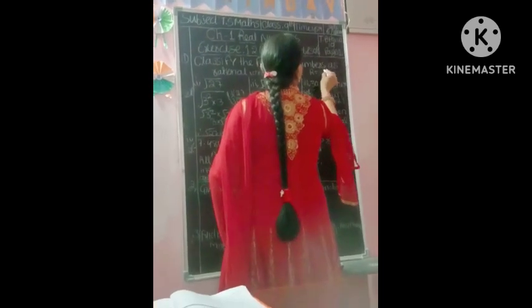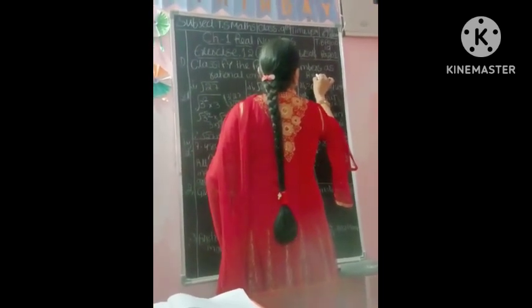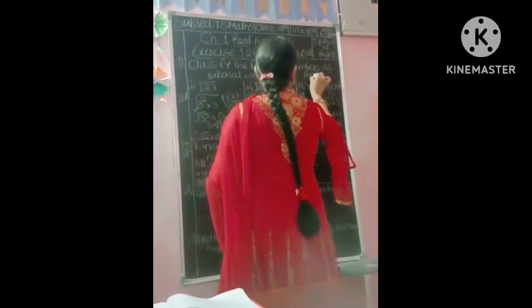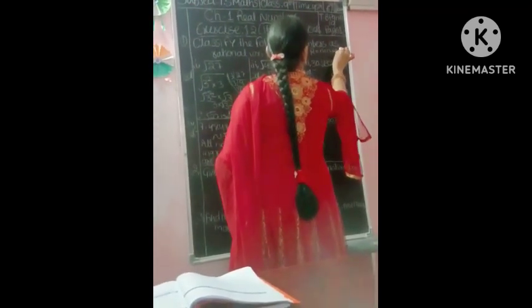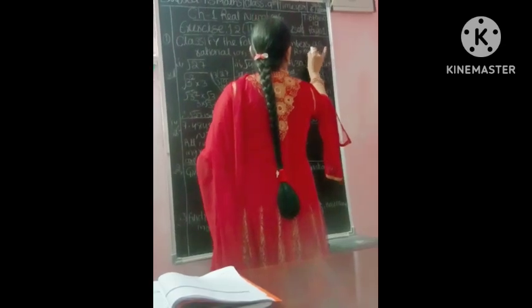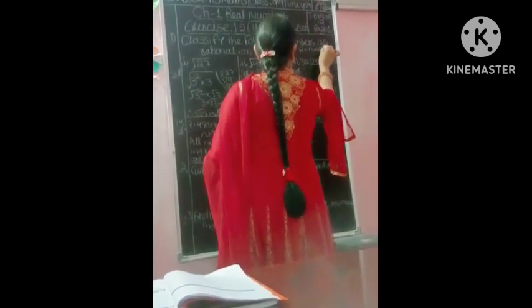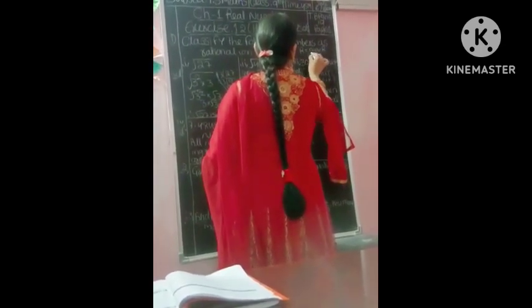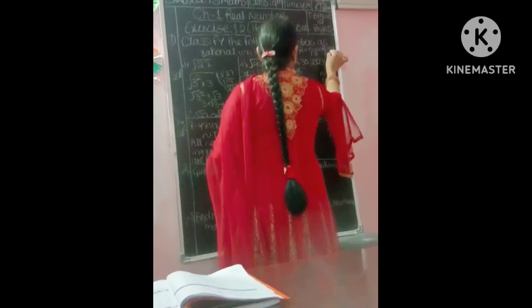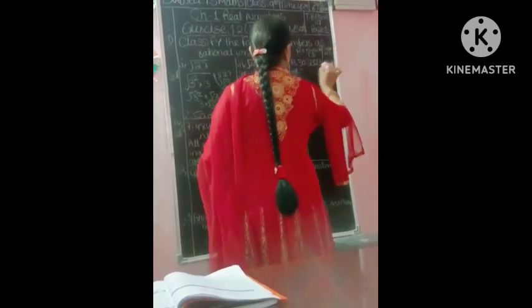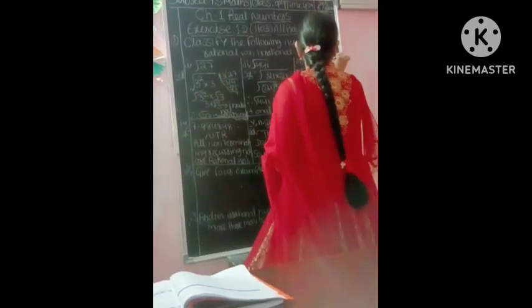Rational numbers contain non-terminating recurring decimals, and the other one is terminating decimals. This is rational, and irrational means non-terminating decimal, non-repeating decimal. Okay, are you understood the difference? Yes. These two are the difference.